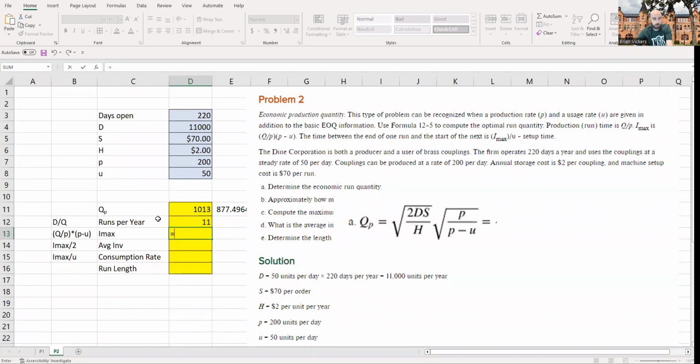So we're going to go. Actually, we do probably need parentheses. I think it'll do it without it, but that's fine. Q over P, close up parentheses, times, open parentheses, P minus U. To find the Imax, and we use Imax, actually this value really should be in this color, and then that's going to be equal to this divided by 2, and this is going to be equal to Imax divided by U, and then the run length is equal to quantity per year divided by amount produced every day to figure out how many days it takes to finish the run, 5.07.